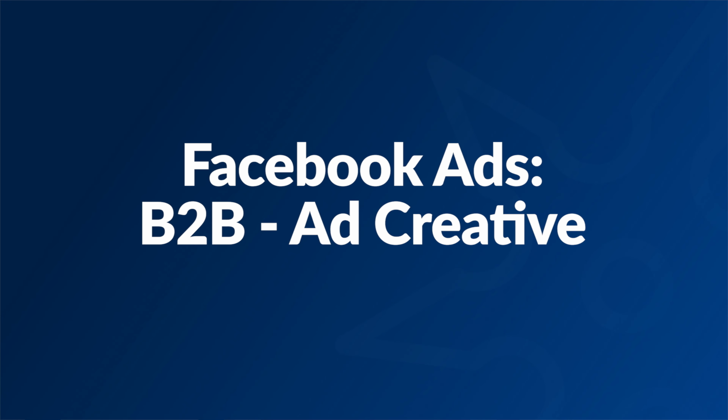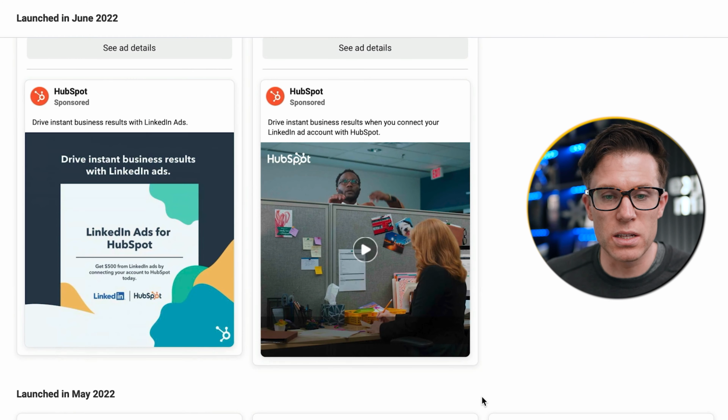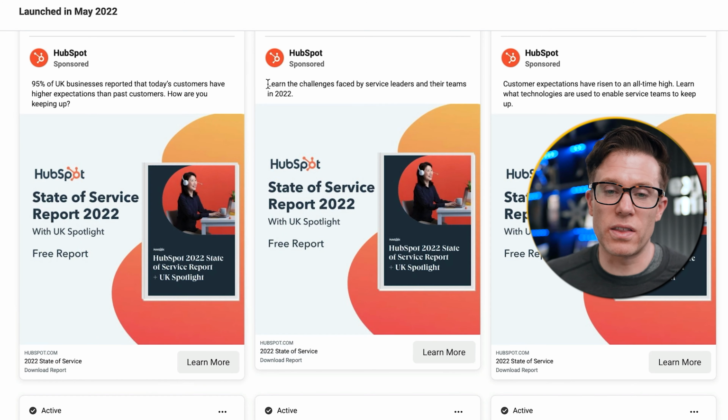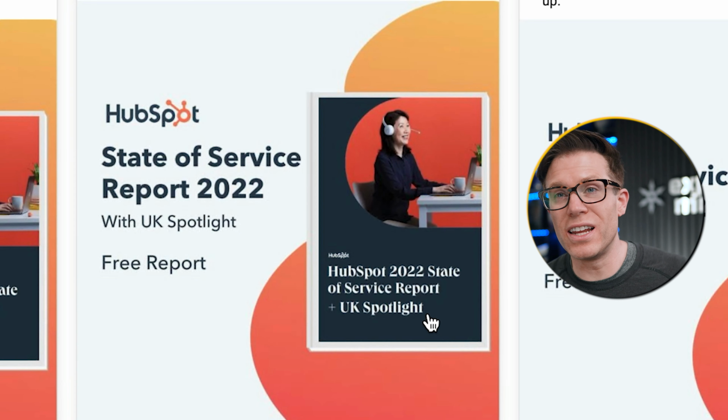Okay, so what about the ad creative? Well, we can see they're not using a huge amount of video. There are some videos here, but mostly it's just these images. The images are actually fairly text heavy, meaning that the captions are sort of redundant. They're quite eye-catching with the colors that they use, but they very much definitely look like ads.